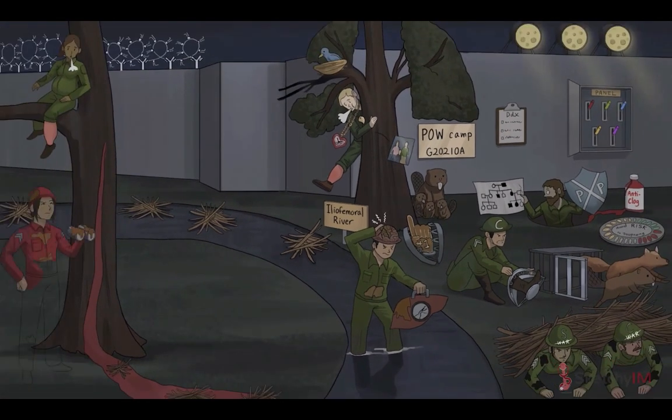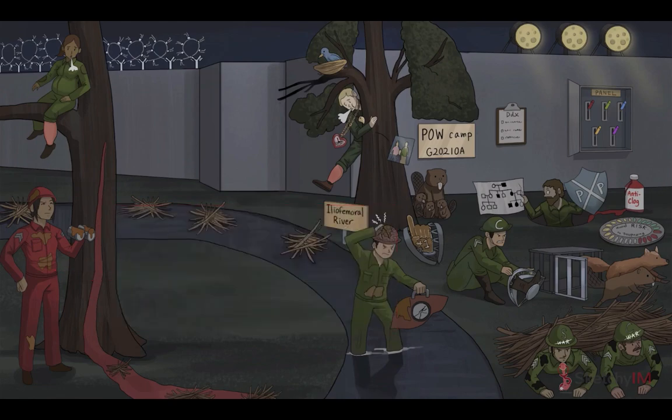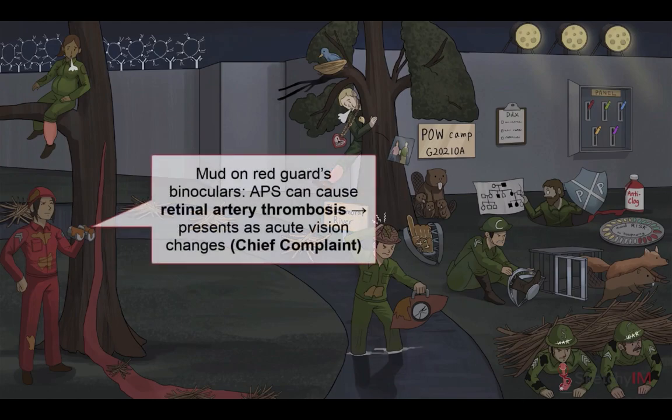Nope, APS can cause arterial thrombosis as well. Arterial clots most commonly occur in the cerebral arteries, leading to ischemic stroke and transient ischemic attacks. Hence the brown mud splotch on this red guard's helmet. Red for arteries, of course. Anywho, watch out for neurologic symptoms like unilateral weakness, slurred speech, confusion, and ataxia, especially in a young patient without any other risk factors for stroke.